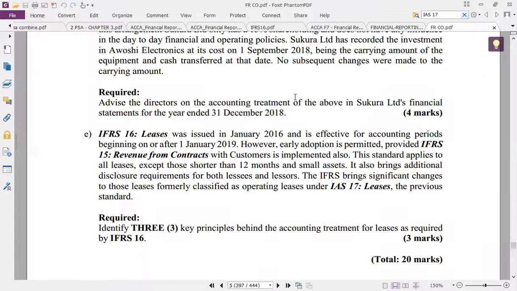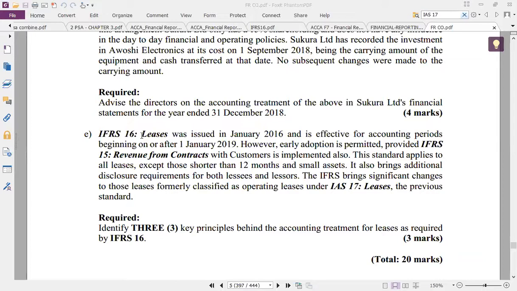Now, this is my first question. Let me read the question. It stated: identify three key principles behind the accounting treatment for leases as required by what? IFRS 16. Okay, as required by IFRS 16.